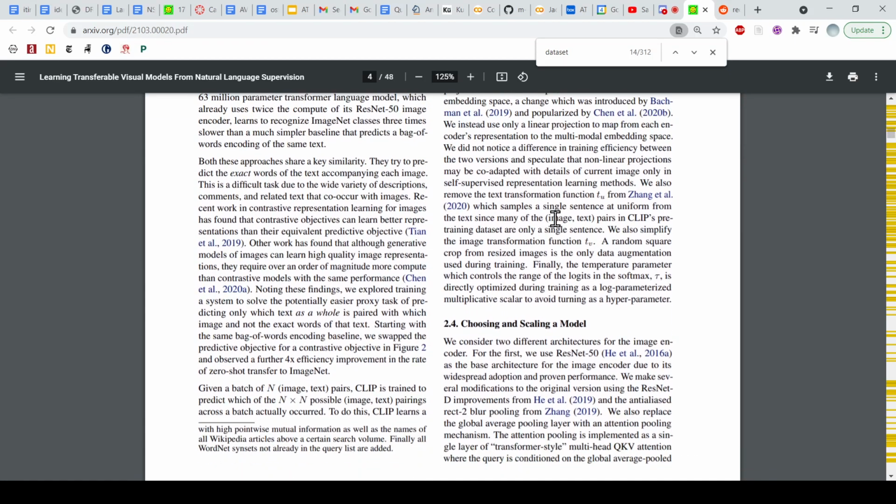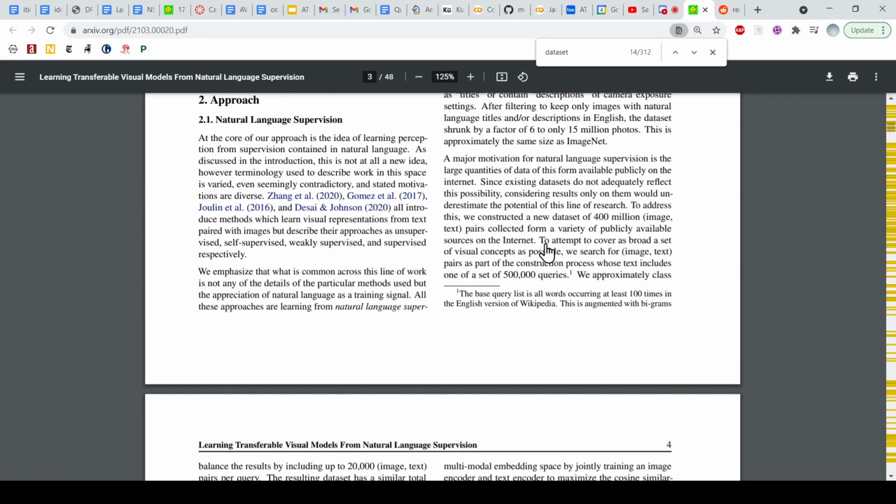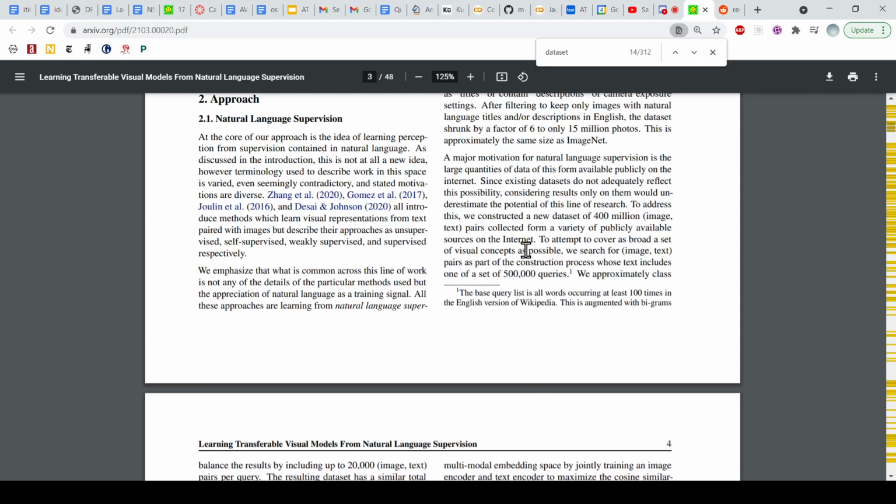God, where did it go? Where is the title? Well, whatever. The point being, it's a massive data set, 400 million text image pairs, and those are all used to train CLIP.